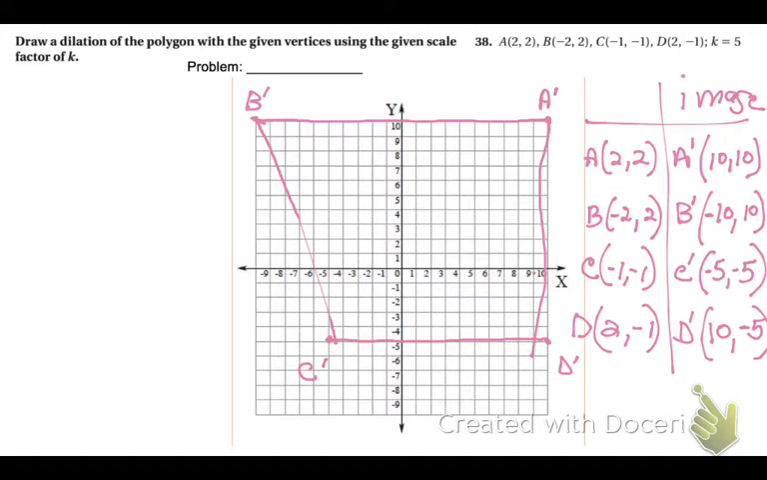Okay, I'll do the pre-image quickly just so we can remember it was 2, 2, negative 2, up 2, negative 1, negative 1, and 2, negative 1. So there was our pre-image. Okay, sure enough, dilation of 5. And you're done. Okay, that's it.